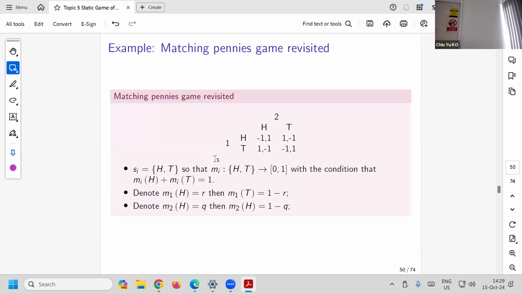So we have two choices, X and T. How to solve this? Now the strategy space is no longer X or T, but rather a probability distribution over X and T, right? There will be PX and PT, but they must add up to 1. So under the constraint, that means just one number, right? Okay, so I call it R, and this must be 1 minus R. And I call it Q and 1 minus Q, right?